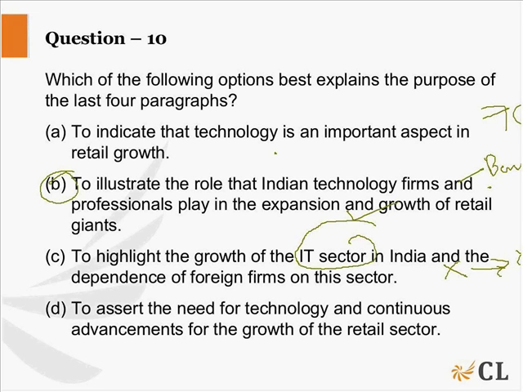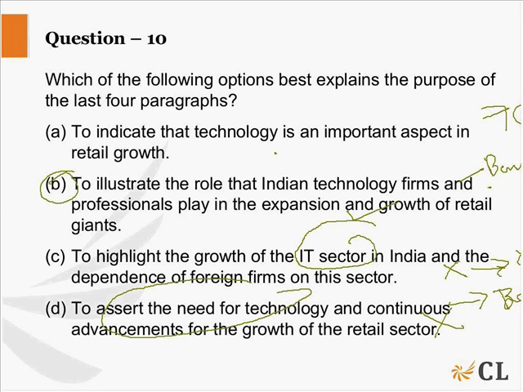To assert the need for technology and continuous advancements for the growth of the retail sector. He is not asserting the need for technology. You know what the author is saying? He is talking about the benefits of technology. See, there are two different things. When I talk about this thing bringing a particular benefit to a particular trade, I am saying something else. But when I say this thing is required for something else, then I am asserting the need. So this also is not your answer choice.